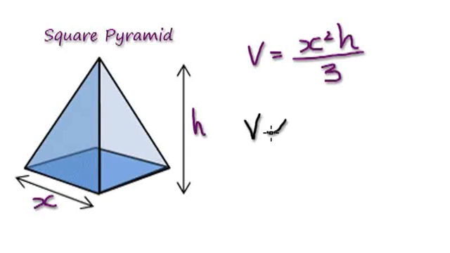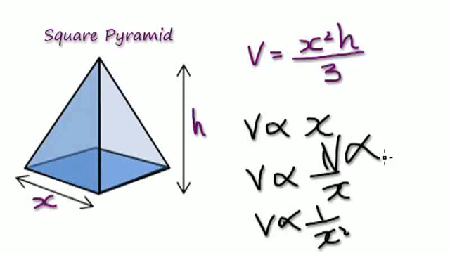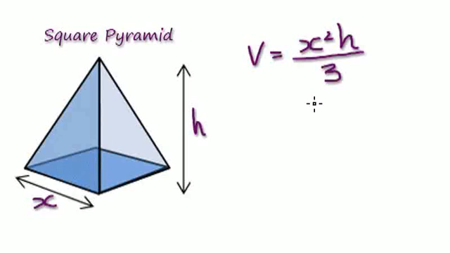Could we say volume is proportional to x, or could we say the volume is inversely proportional to x, or is volume inversely proportional to the square of x, or could it be volume is proportional to the square of x? Well, what is it? Come up with the relationship between volume and x here, okay?